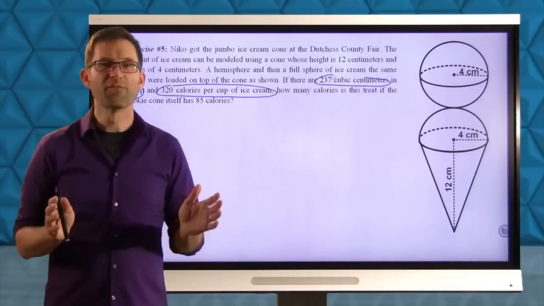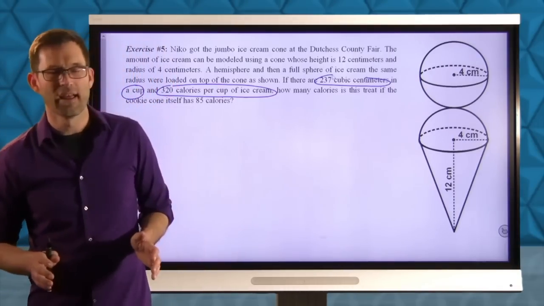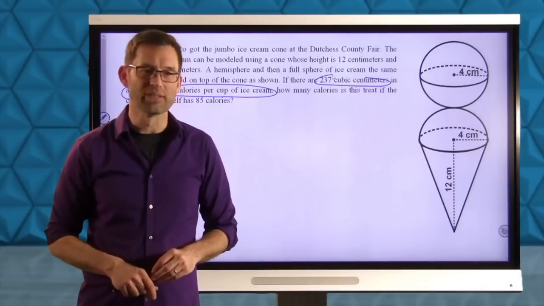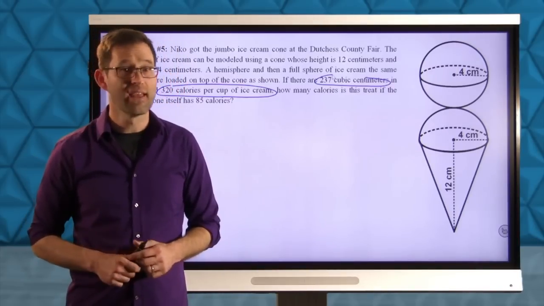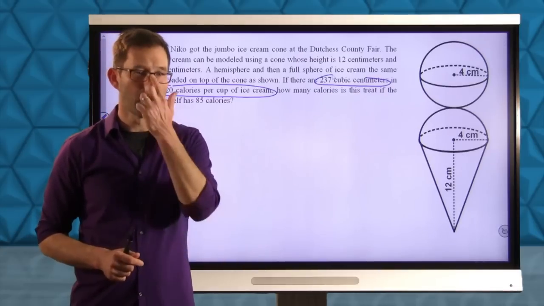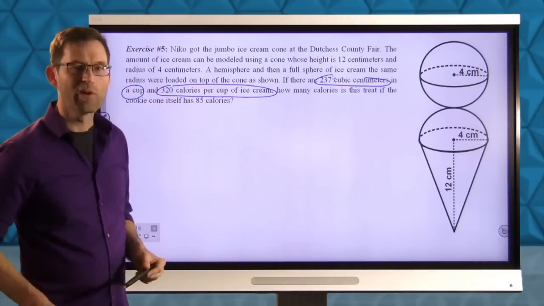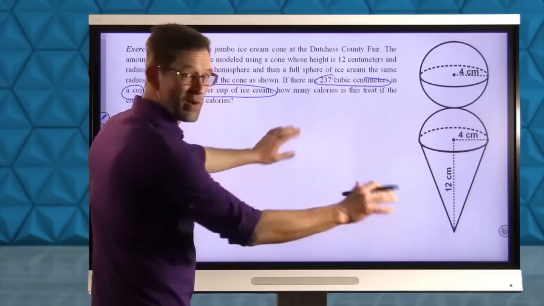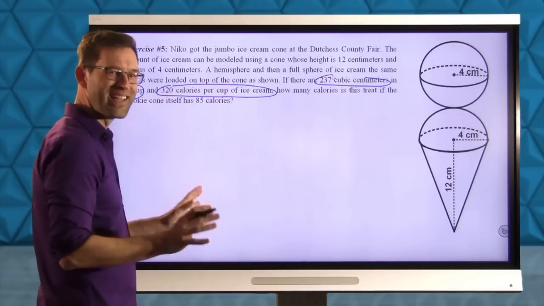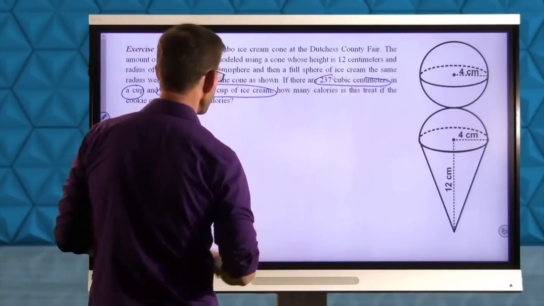By the way, the final answer is 899 calories, almost 900 calories. And this is a pretty realistic problem, by the way, so watch those treats at the Dutchess County Fair. Have only one of these things. All right, but here we go. Let's see where we come up with about 900 calories in this particular treat.